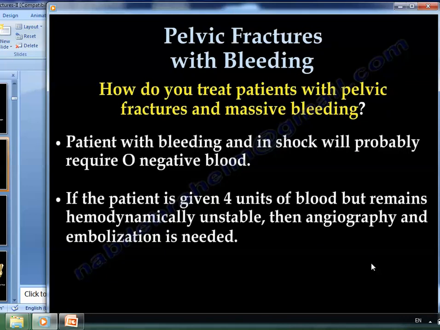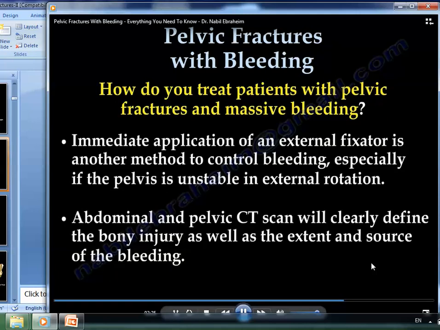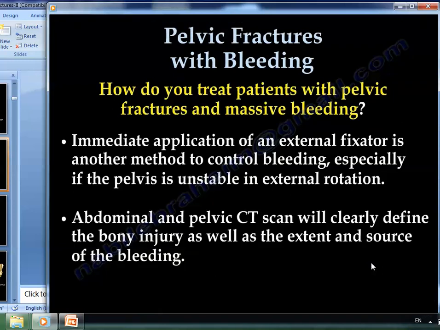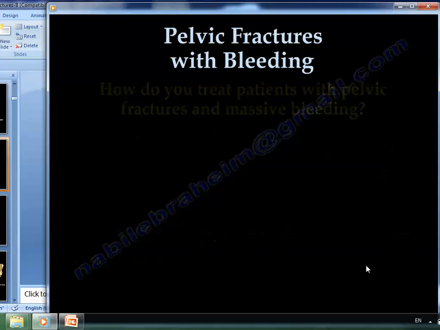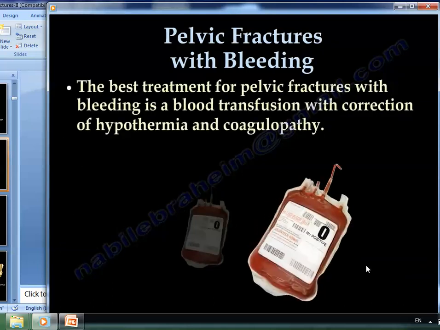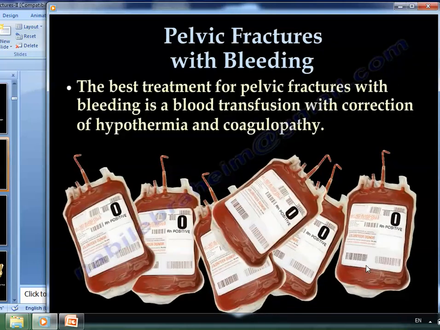A patient with bleeding and in shock will probably require O negative blood. If the patient is given 4 units of blood but remains hemodynamically unstable, then that patient needs angiography and embolization of the major arterial bleed. Immediate application of an external fixer is another method to control bleeding, especially if the pelvis is unstable in external rotation. Abdominal and pelvic CT scan will clearly define the bony injury as well as the extent and the source of the bleeding. The best treatment for pelvic fracture with bleeding is a blood transfusion.